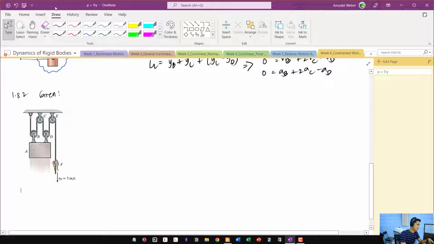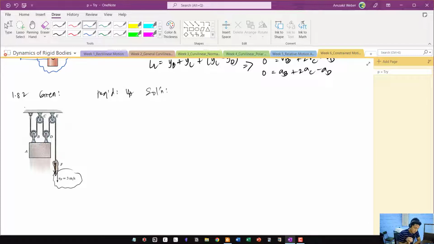Okay, so the question is the velocity of block A if the end F has a velocity of 3 meters per second. Okay, so first, required is VA. Of course, for the solution, step 1: establish a datum line for each motion. Since they have the same motion up and down, we just use one datum line, D1.